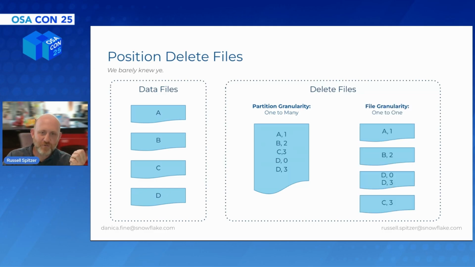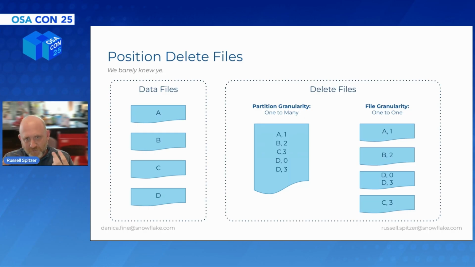Or you were allowed to write a one-to-one file granularity delete file. In this case, you would write one file for A, one file for B, one file for D, one for C. Now, in both of these cases, in V2 of the spec, we allowed you to have as many delete files for a particular data file as you wanted. Now, this meant that there was a maintenance burden, because every time you additionally modify one of these data files, you have to make new delete files. And those delete files are going to end up building up in number and causing some small file issues.